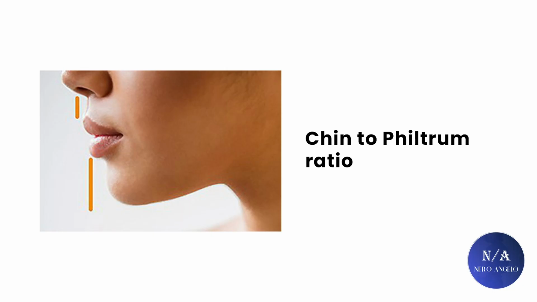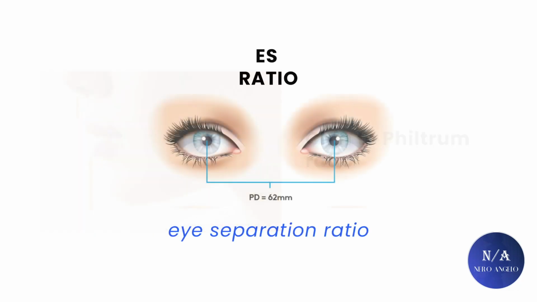But there is one ratio that is not discussed enough or just straight out looked over, even though this one is also highly important to determining facial attractiveness. I'm talking about the eye separation ratio. This video will go into details explaining what the ES, eye separation ratio is, how to measure it, and what the ideal, in quotations, ES is.